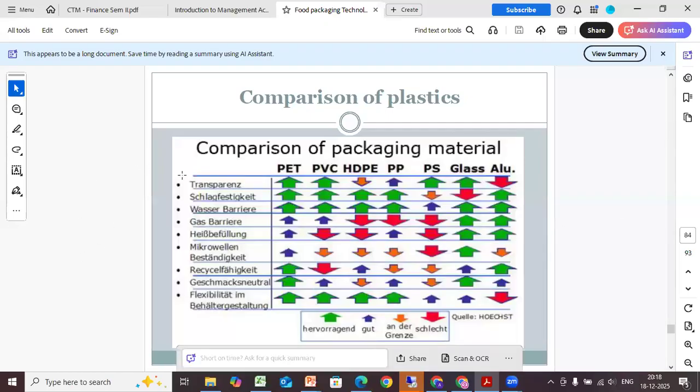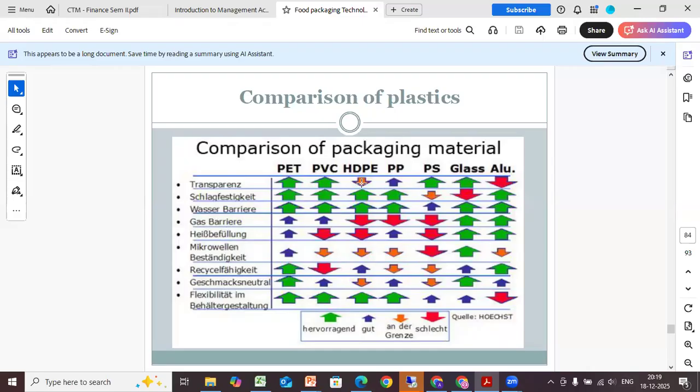So basically, this is written in German. This is transparency, water barrier, gas barrier. You can see glass has the highest barrier, but if you compare HDPE, transparency is less for high density polyethylene. It is opaque. So if you want to launch a packaging in transparent material, HDPE is not the choice. It has a lesser gas barrier. Recyclability is okay.